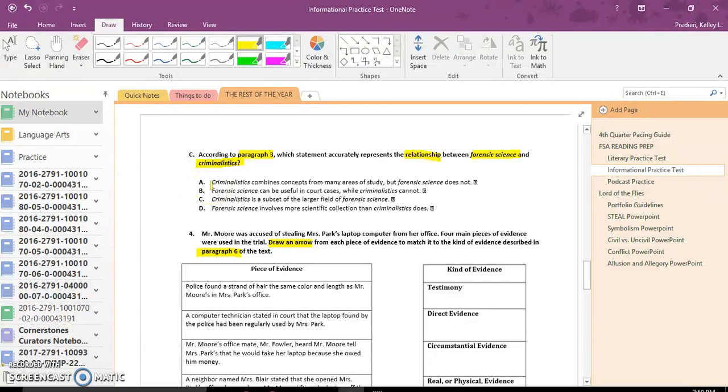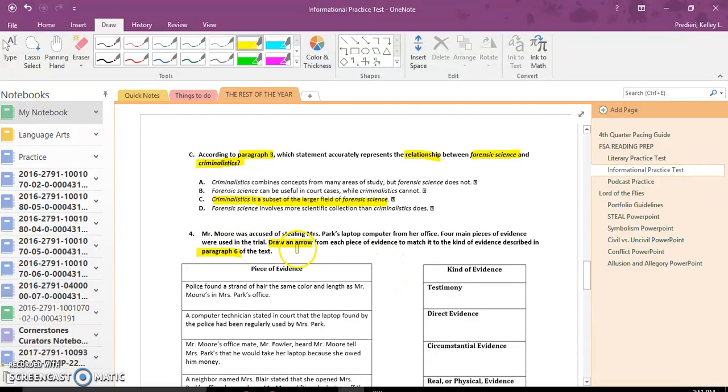So A, criminalistics combines concepts from many areas of study, but forensic science does not. Forensic science can be useful in court cases, while criminalistics cannot. Well, it's true, forensic science can be useful in court cases, but it said nothing about criminalistics not being useful. Criminalistics is a subset of the larger field, a part of a whole branch. Criminalistics is a branch of forensic science. It's part of the whole. So C is our correct answer.